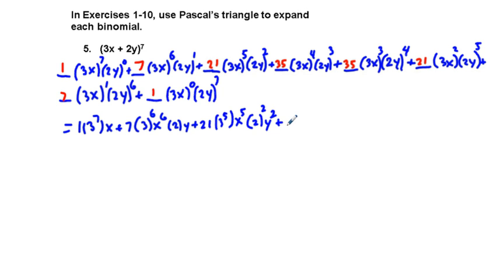Next, we have 35. We're going to have 3 to the 4th power, x to the 4th power, times 2 to the 3rd power times y to the 3rd power. Then we're going to have plus 35.